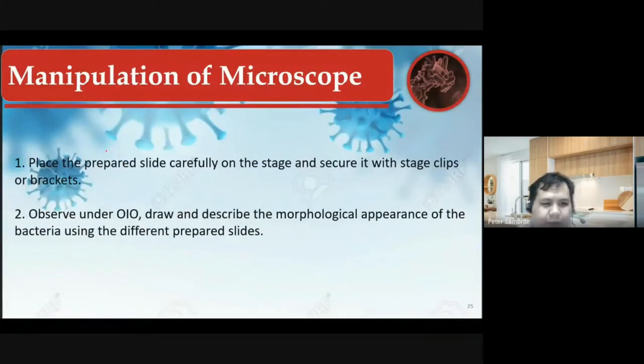Then, manipulation of your microscope. You have to place the prepared slide carefully on the stage and secure it with the stage clip or a bracket. Then observe under OIO. Draw and describe the morphological appearance of the bacteria using the different prepared slides.